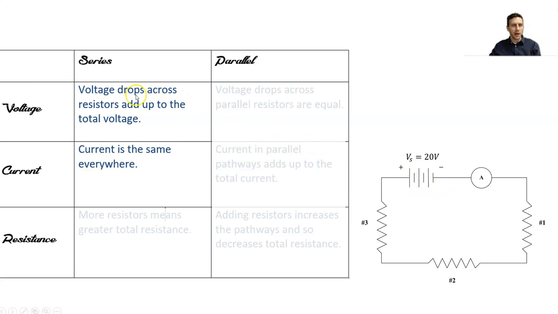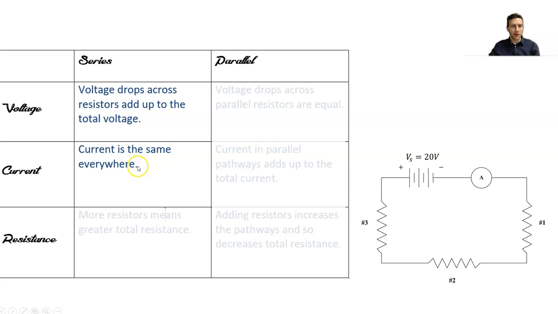So the rules say that the voltage drops, or the voltage lost across resistors, adds up to the total voltage. So we have three drops here, 1, 2, 3, through resistors. And the voltage across number 1, number 2, and number 3 should add up to the total voltage. And the total voltage in this case is 20 volts. So V1, V2, and V3 should add up to 20 volts.